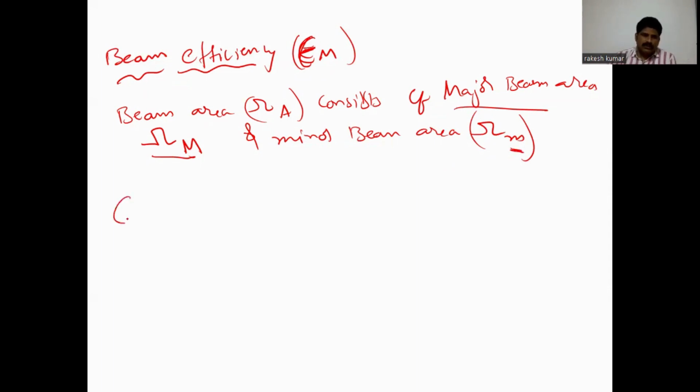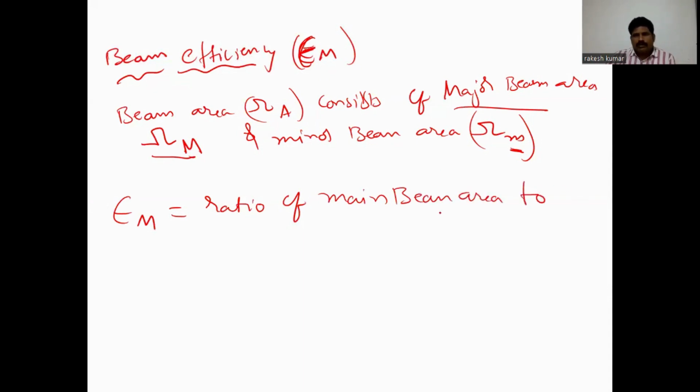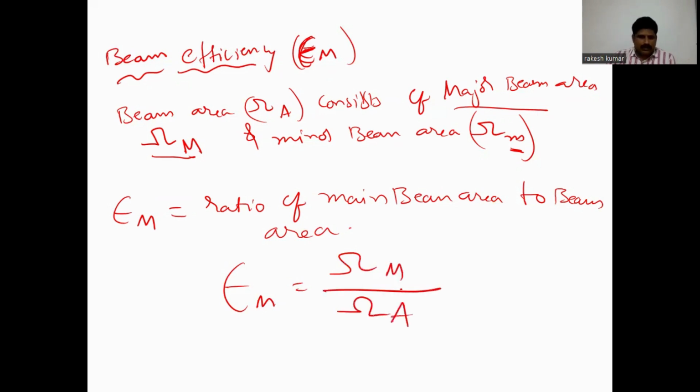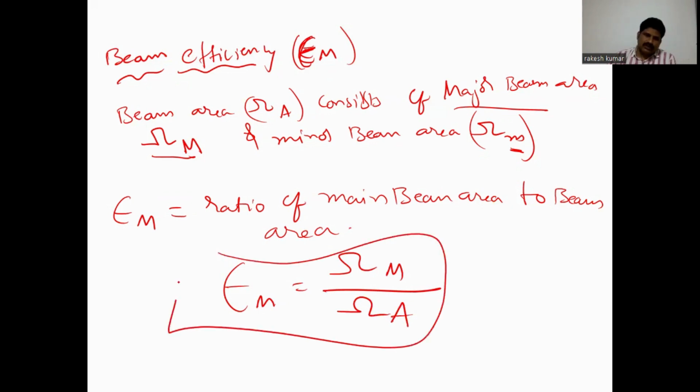Now the definition of beam efficiency: it is the ratio of main beam area, or major beam area, to total beam area. Therefore, ε_M is equal to σ_M by σ_A, the major beam area to the total beam area. This is the expression for beam efficiency.